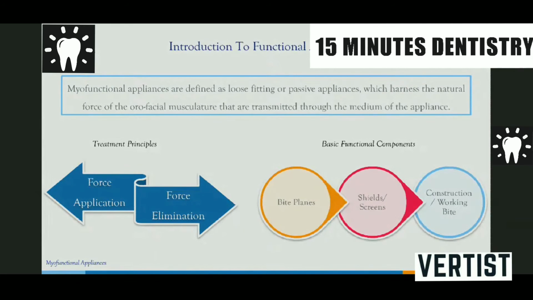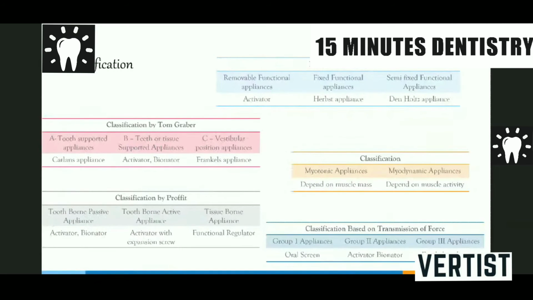Looking at the classification, the basic classification is the removable functional appliance, the fixed functional appliance, for example the Herbst, and the semi-fixed functional appliance like the Dynamax appliance. So for the removable functional appliance, the example is the activator. Classification as given by Graber: tooth-supported appliances like the Catlan's, tooth or tissue-supported appliances like the activator and the bionator. We have the vestibular position appliances like the Frankel appliance. Then we have the classification which is also given as myotonic appliances or myodynamic appliances, where myotonic depends upon the muscle mass, and myodynamic depends on the muscle activity.